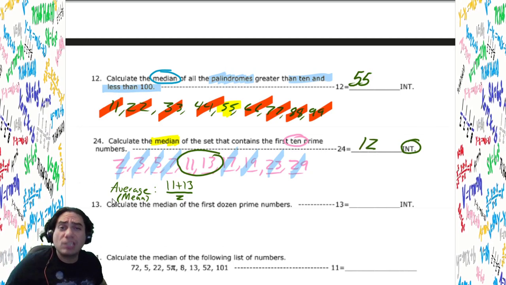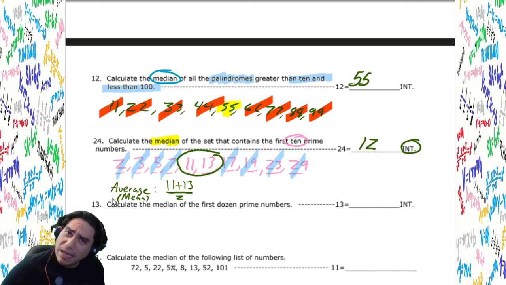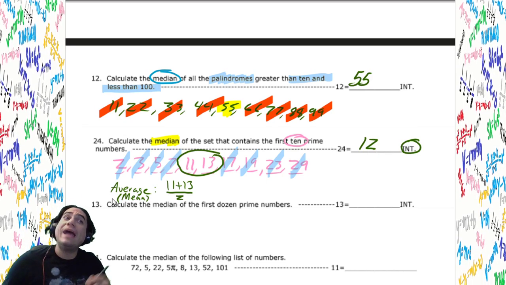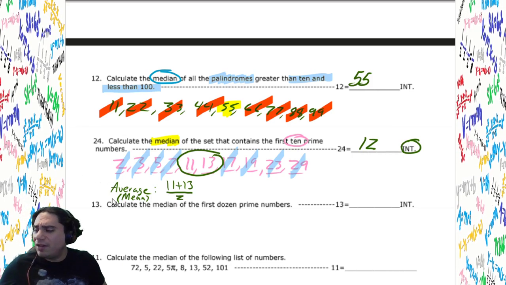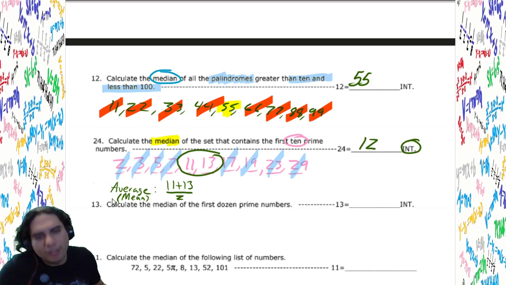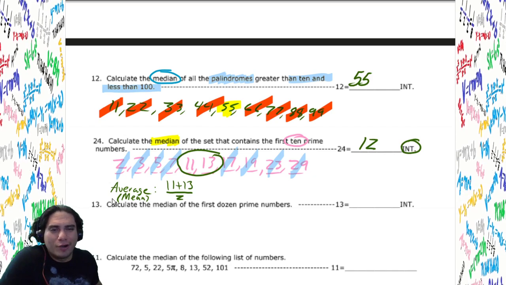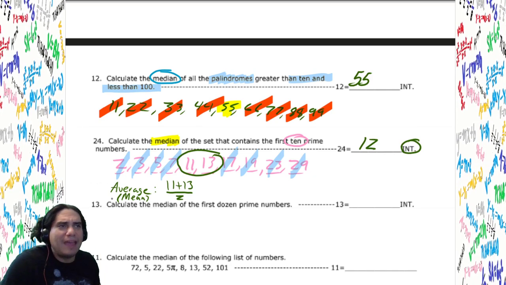Now, some people also like to think about it this way. Since it's a median, we're looking for the number right in the middle of those two right there. What's right in the middle of 11 and 13? Well, 12. That's right. That's how we do it. All right, ladies and gentlemen. So that's what we're going to have to do here.